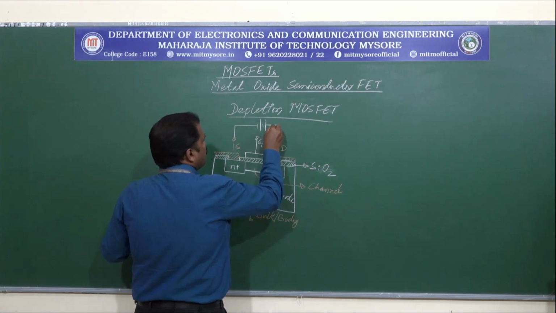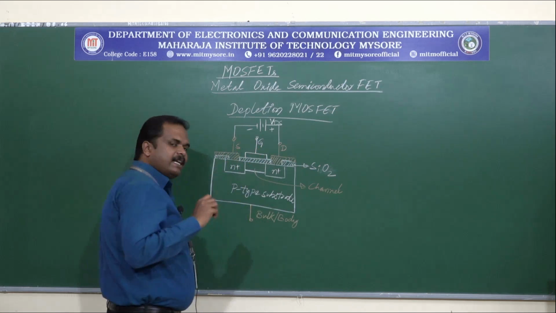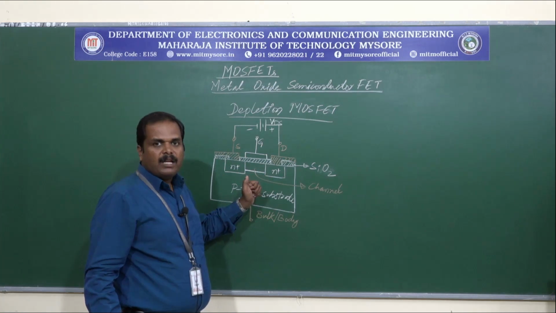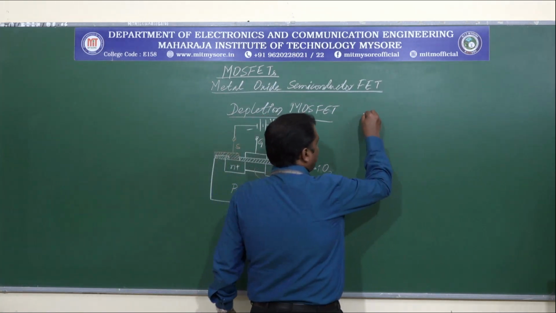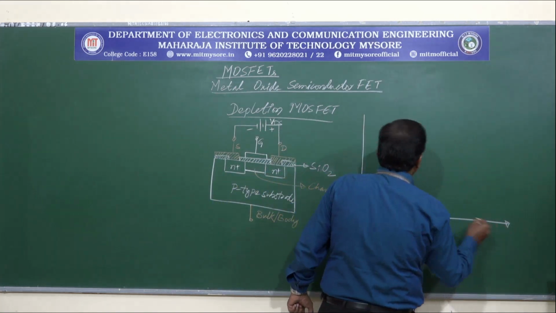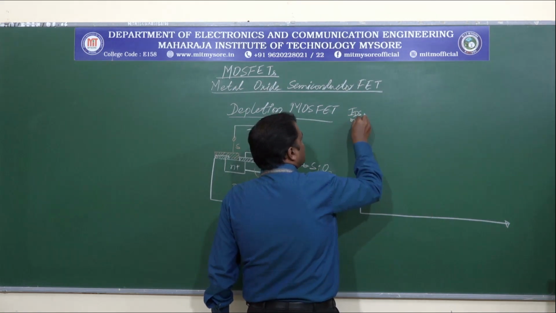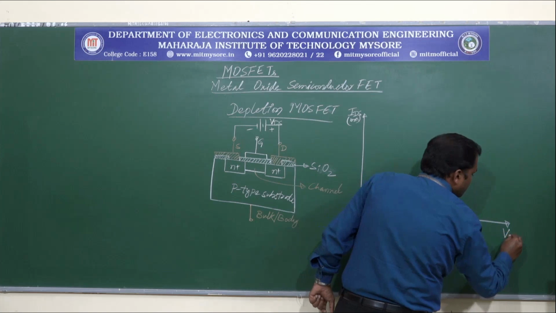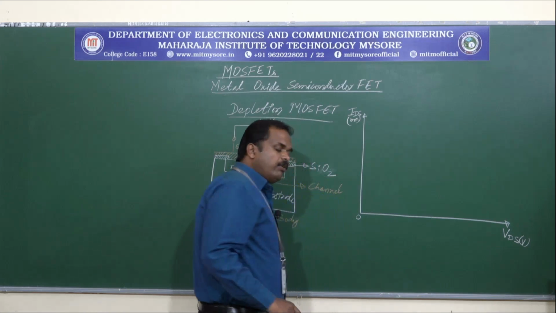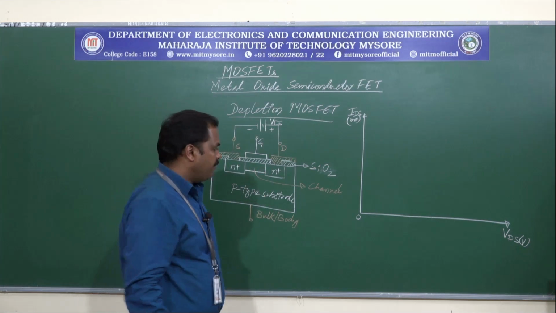Now we will connect a positive drain to source voltage. This is VDS. Even if the gate is connected to 0 volts, the device will be conducting, right. So if I consider the VI characteristics, which is the plot of IDS versus VDS, even for a 0 gate voltage, there would be a current flowing in the device.